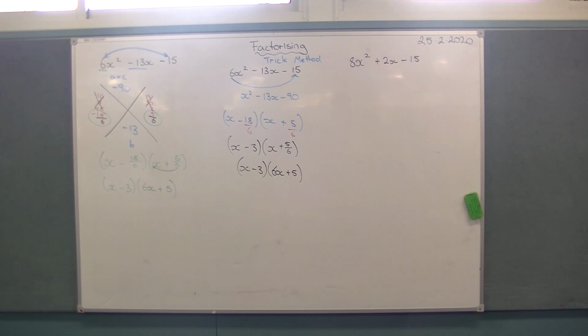I don't even know why it would be called the trick method. There's not a trick involved. Well, he calls it a trick method because it's not actual factorising the first bit.